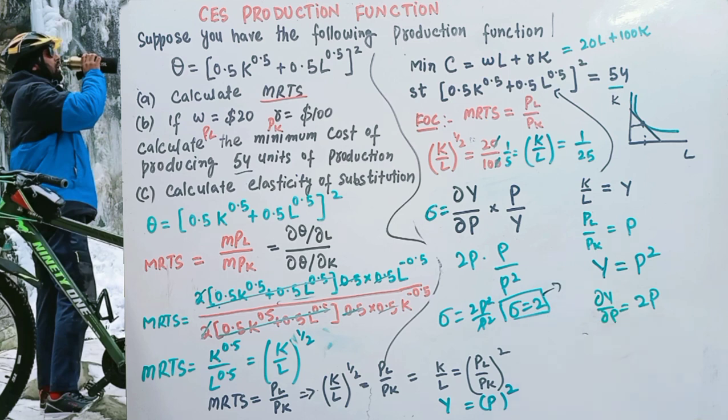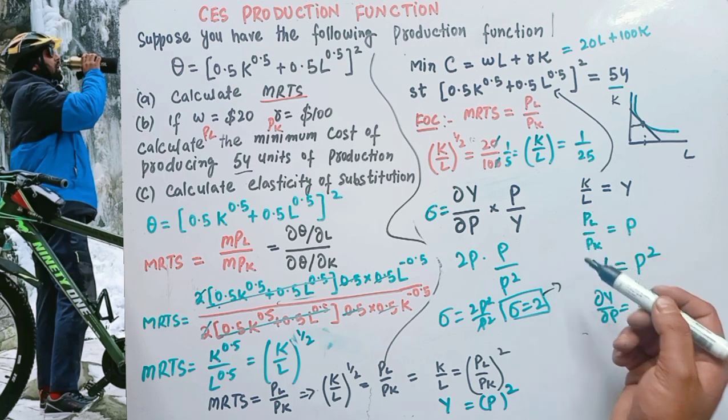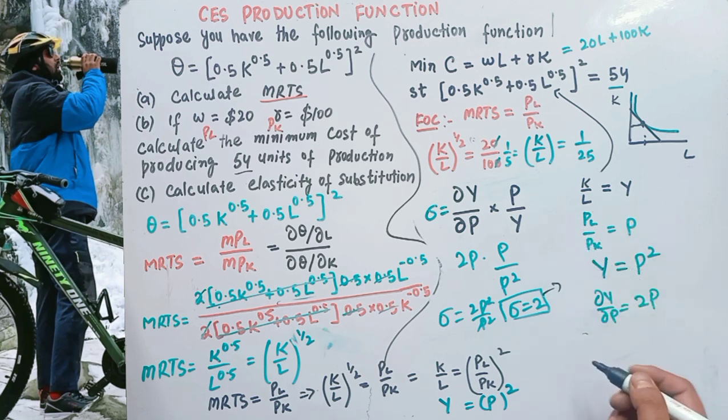And how do we interpret it? It simply tells us a 1% increase in the input price ratio causes the ratio of the inputs, that is capital to labor, to increase by 2%. Okay, simply a 1% increase in the input price ratio causes the capital labor ratio to increase by 2%. Okay, so I know it got messy, but kya kara.